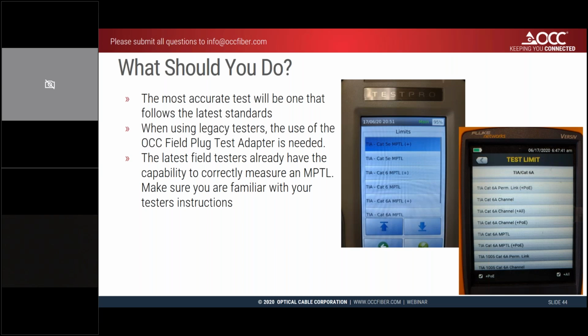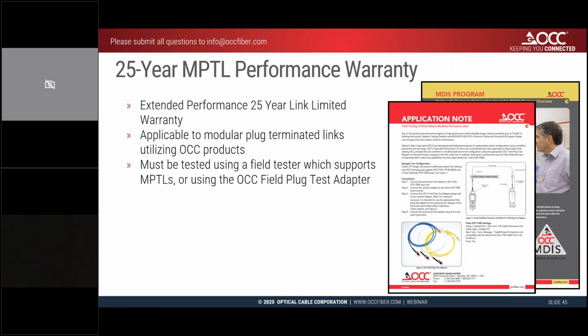And the latest testers that support the standards, again, they have NPTL stuff built into them. And here's a couple of screenshots of some testers showing the NPTL capabilities. In fact, you can see they do NPTL and PoE all at the same time, which is a pretty nice little functional thing.